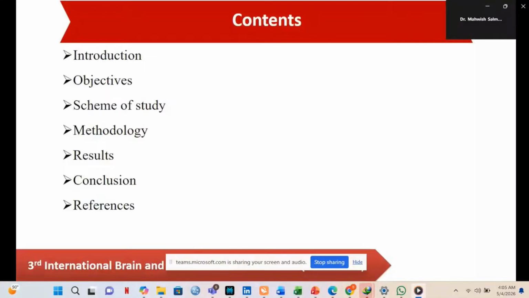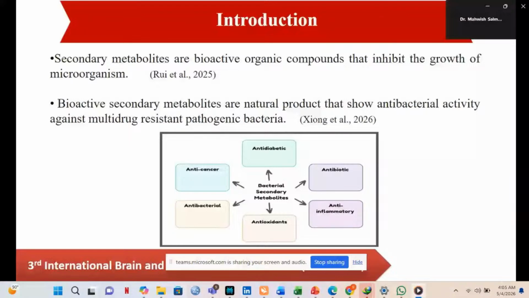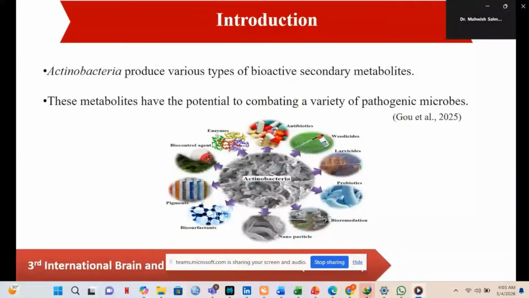Secondary metabolites are bioactive organic compounds that inhibit the growth of pathogenic microorganisms. Bioactive secondary metabolites are natural products that show antibacterial activity against different multi-drug resistant pathogenic bacteria. Bacteria produce various types of bioactive secondary metabolites. These metabolites have the potential to combat a variety of pathogenic microbes. The aims and objectives of my presentation: extraction of secondary metabolites from Urea ocean, determination of their bioactive potential, antibacterial, antioxidant, anti-inflammatory, antidiabetic, and identification of secondary metabolites present in Urea ocean by using spectrometry techniques.